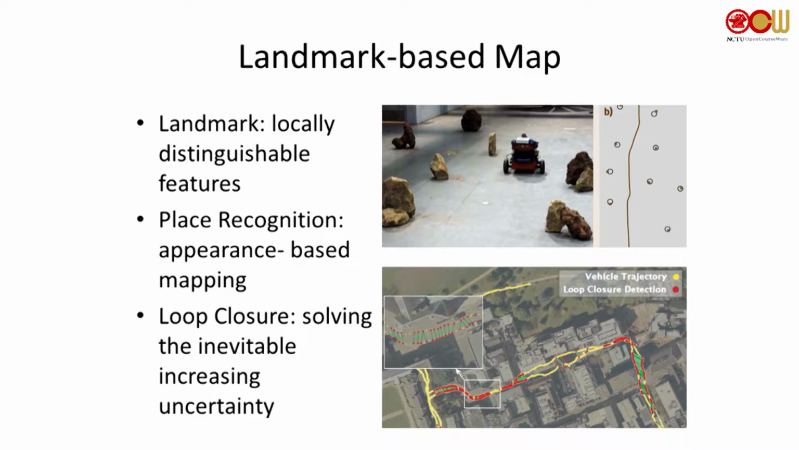So the robot maybe starts from t equal to 0, and t equal to 1, 2, 3, 4, 5, for example using visual inertial odometry or visual odometry. But without the loop closure, the uncertainty will increase. The loop closure is the way to solve this problem. And this also comes with a line of research called place recognition.